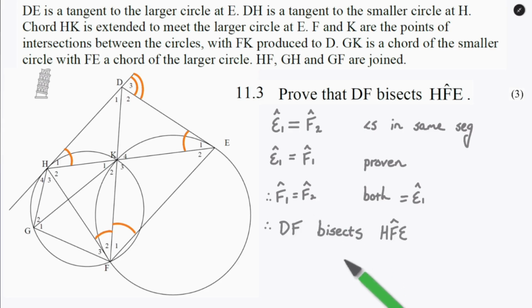And then we're going to leap to our conclusion that states that DF bisects the angle HFE, because we just proved that this angle is the same as this angle. So the line DF cuts this angle HFE perfectly in half.